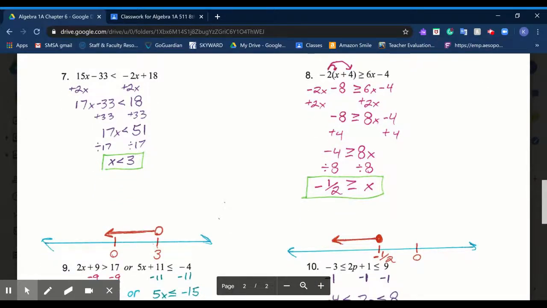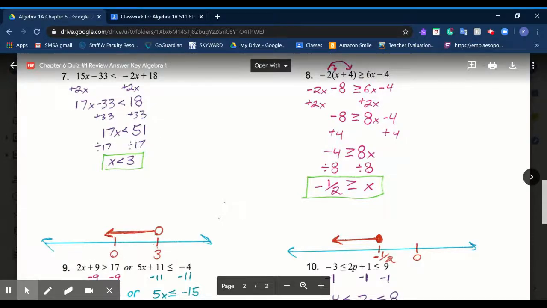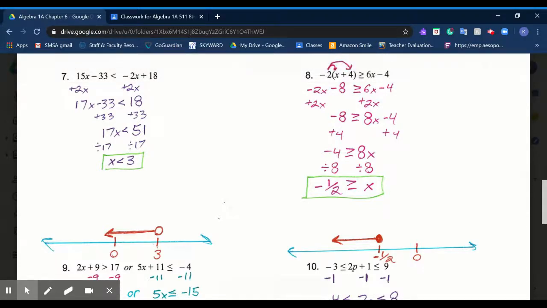In 8, we first have to use the distributive property with the -2, and then we have -2x minus 8 is greater than or equal to 6x minus 4. So add the 2x to each side. -8 is greater than or equal to 8x minus 4. Add the 4 to each side, and then divide by 8. So -1/2 is greater than or equal to x, or we could read that as x is less than or equal to -1/2. So filled in circle at -1/2, arrow going less than.